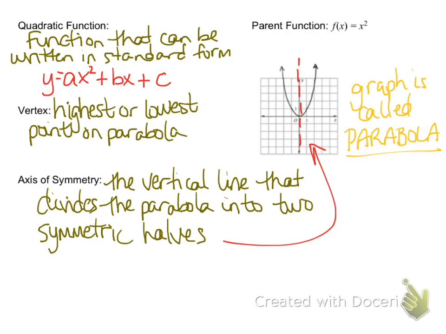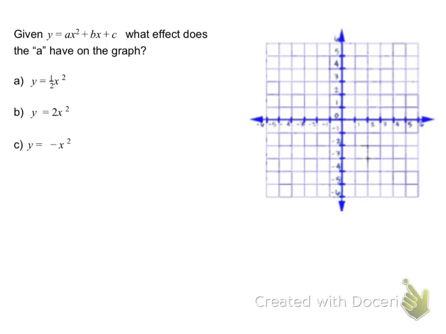And so now let's take a look at some basic parabolas. Given y equals ax squared plus bx plus c, let's take a look at what effect the a has on the graph, in other words, the coefficient of the squared term. So to begin with, I have graphed here in red the parent function that I just had on the previous screen, which you have above in your note packet.